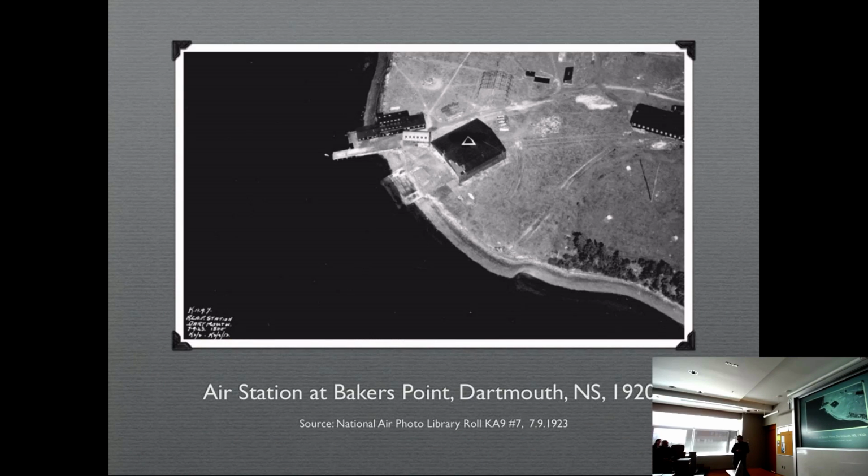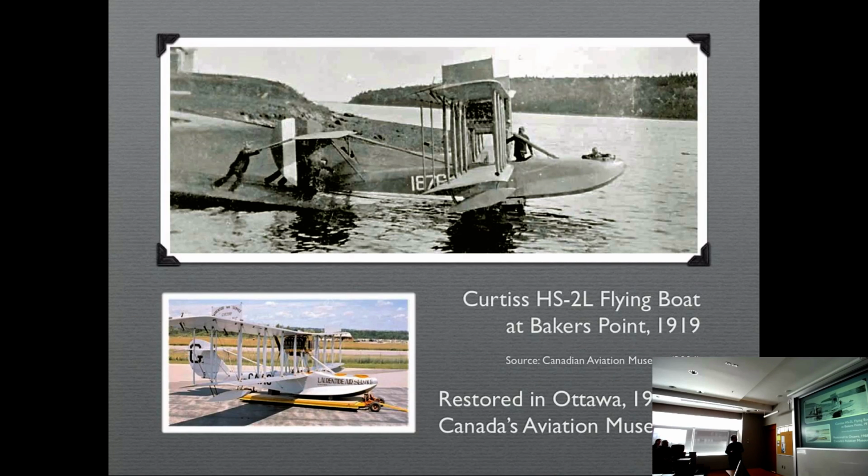Now I come to the example in Halifax. Here, the air station was located at Baker's Point over in Dartmouth, just where the refinery is right now. And to this day, there is a very sizable building that resembles a hangar. At the time, this here was the hangar and the ram from which the seaplanes were lowered into the water.